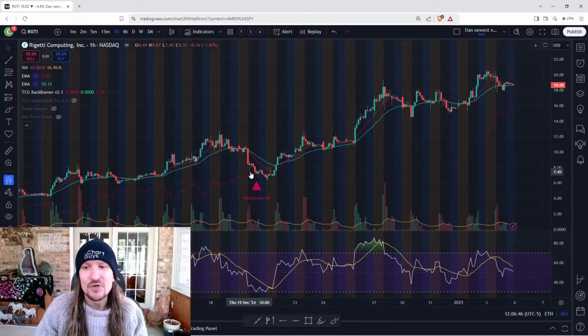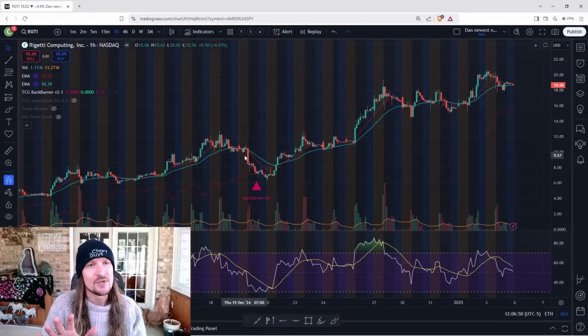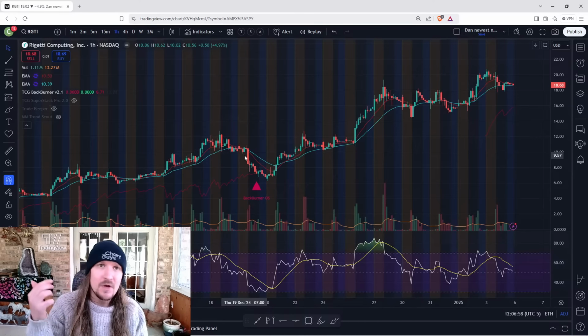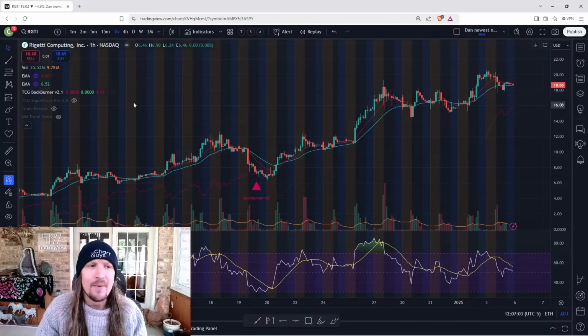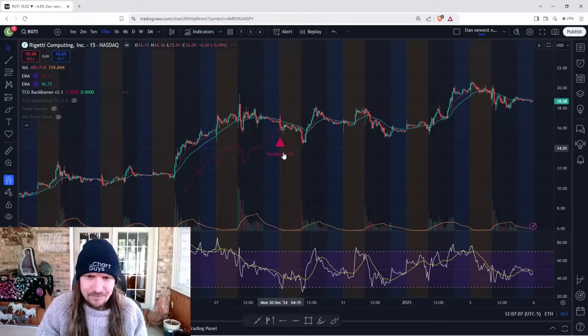And it works on all time frames. If you're a swing trader, you're just focusing on longer term time frames, weekly, daily, 4 hour, hourly at the shortest term. If you're a day trader, hourly, 15 minute, 5 minute, even down to the 2 minute. But the hourly was a great one here. You go to the 15 minute.